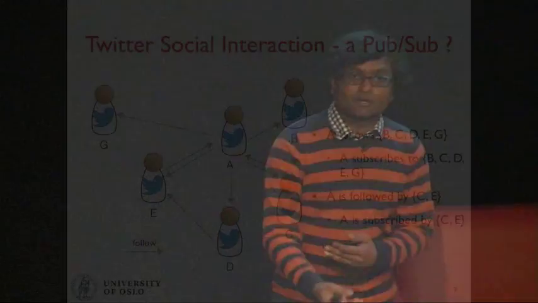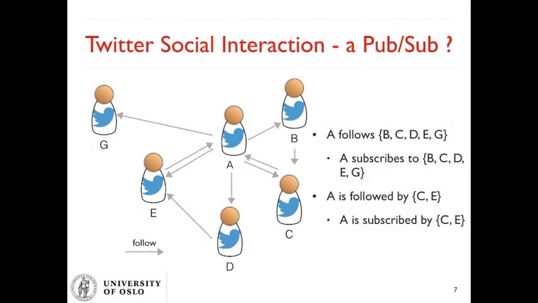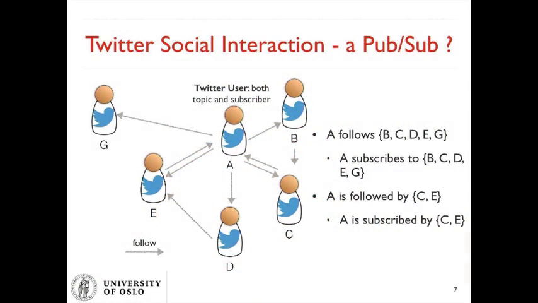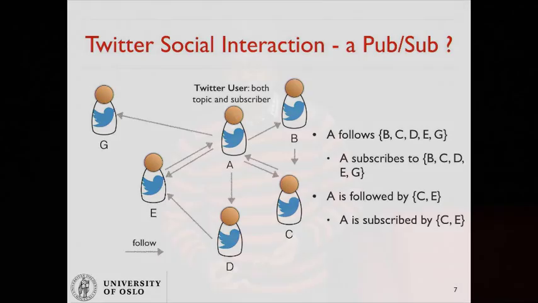And also, conversely, if a user is being followed by other users, then the same user can be a topic. So he's being followed by, subscribed to by other subscribers. One unique thing about PubSub for social interaction is that a user can be both a topic and a subscriber. So he can be a publisher as well as a subscriber.